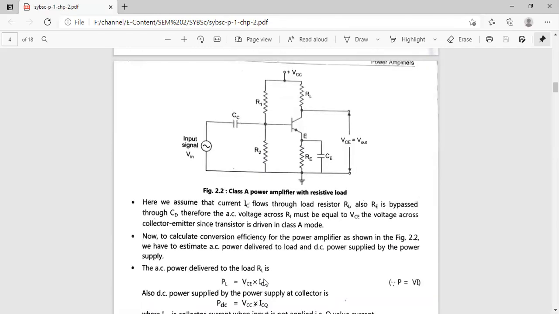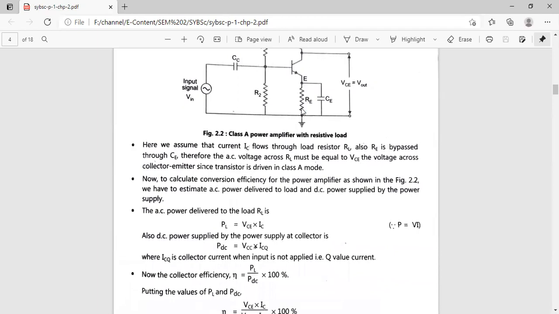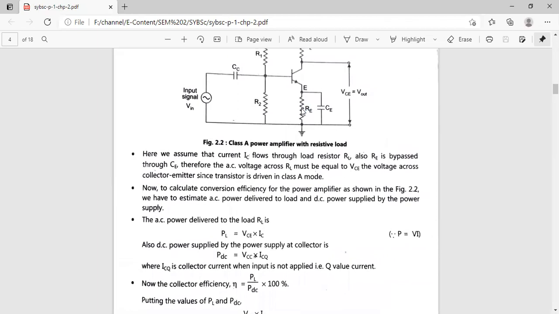The entire operation of this circuit is that this transistor should produce enough collector current so that across this RL, or load resistance, we will get some output. Here, we assume that current IC flows through the load resistance RL. Also, RE is bypassed through C. We have seen this, it is clear in the diagram, RE is bypassed through C.